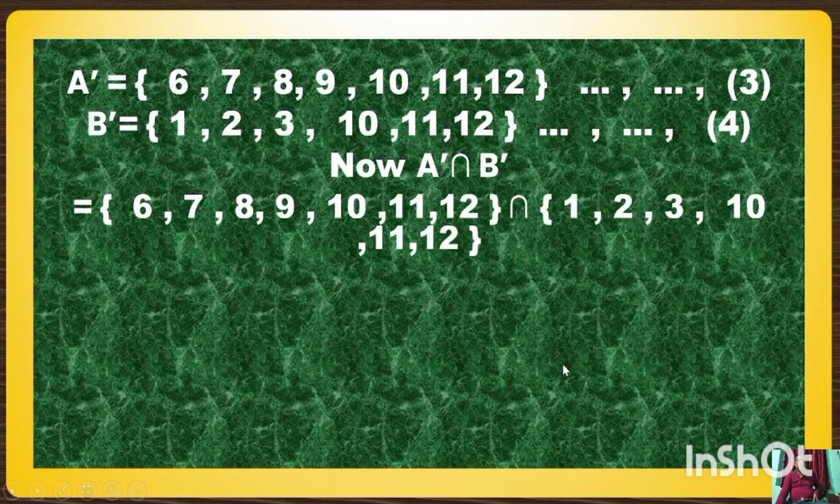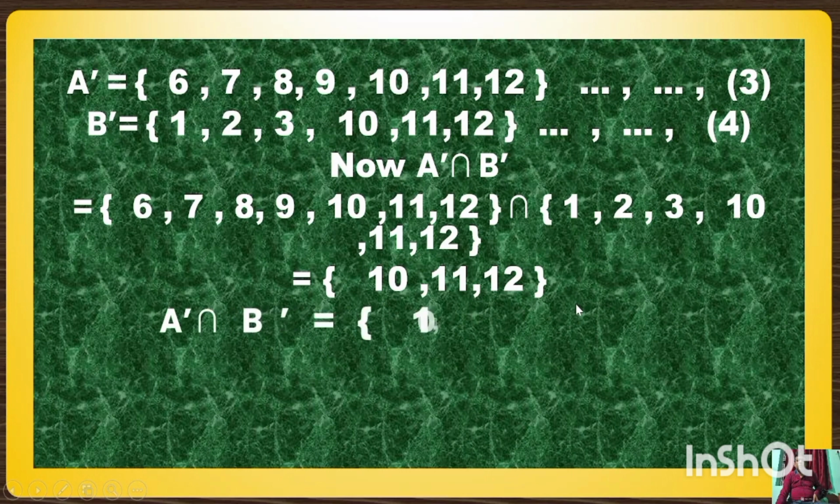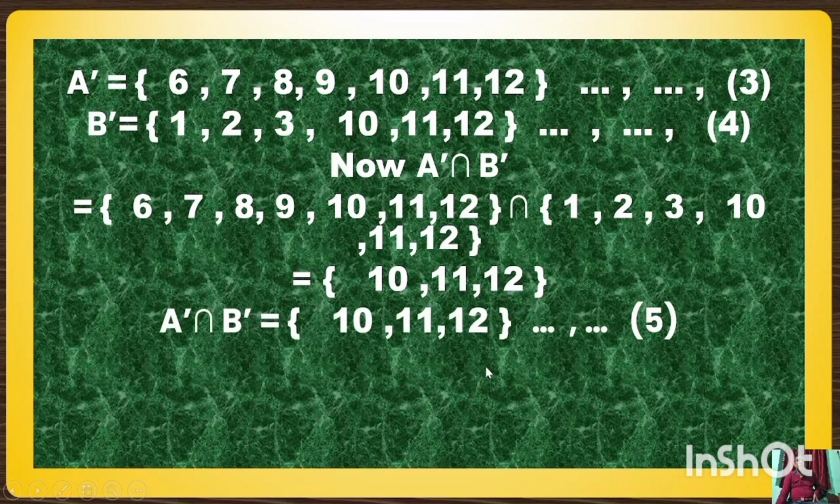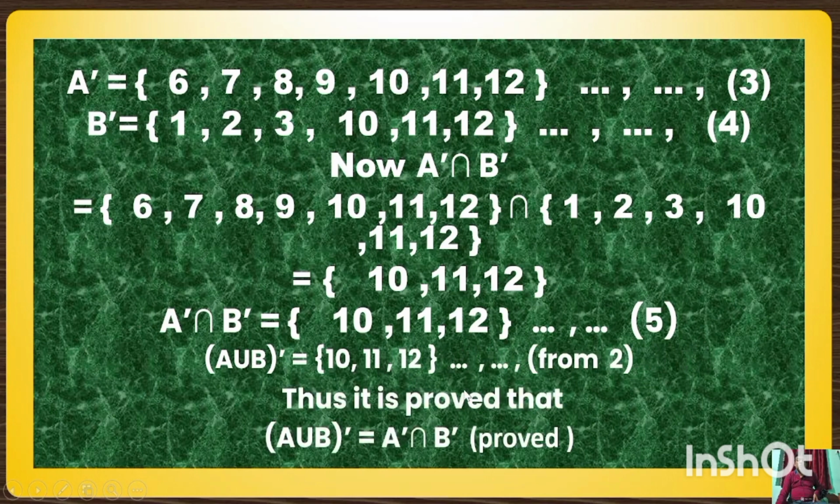And what are the elements? After taking A dash intersection B dash, which is 10, 11, 12. Same elements. Thus A dash intersection B dash is also 10, 11, 12. Same elements it contains, since A union B whole dash is equal to 10, 11, 12. So in both the cases it is clearly understood that A union B whole dash is equal to A dash intersection B dash with the help of the example.